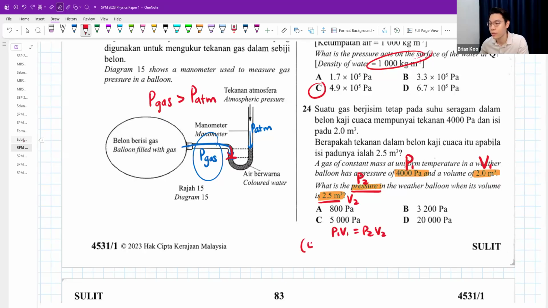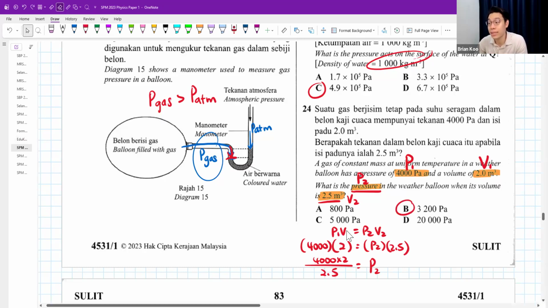Okay, so you got 4,000 Pascal times 2 meter cube. And then P2, I want to find, at 2.5 meter cube. Final answer is 4,000 times 2 divided by 2.5. Okay. 3,200. Answer is B. The unit will be in Pascal for sure.